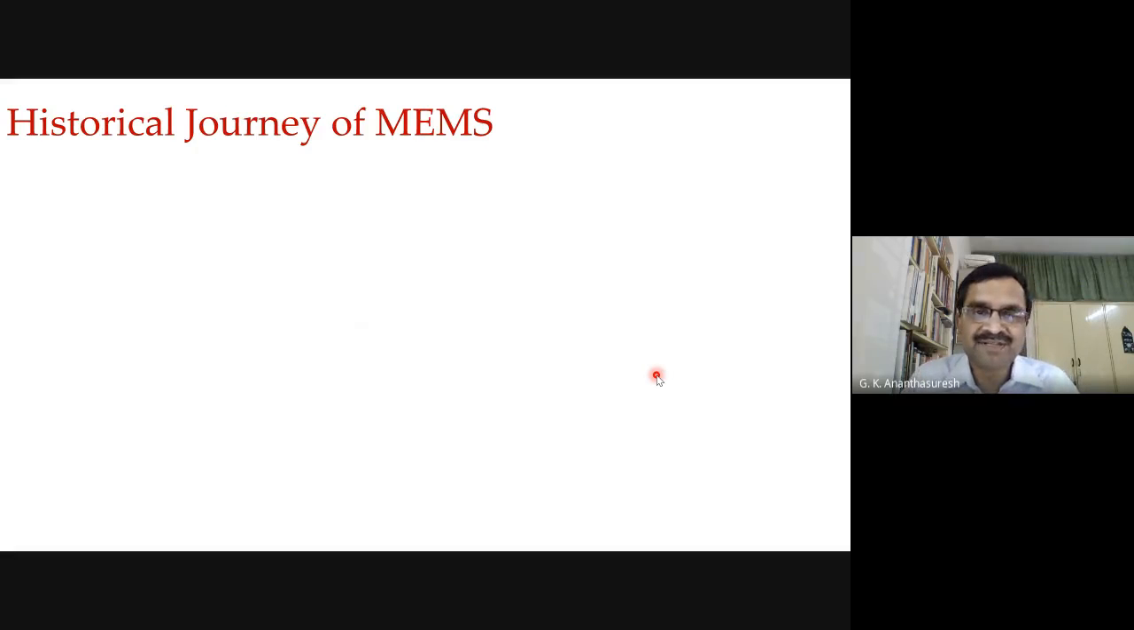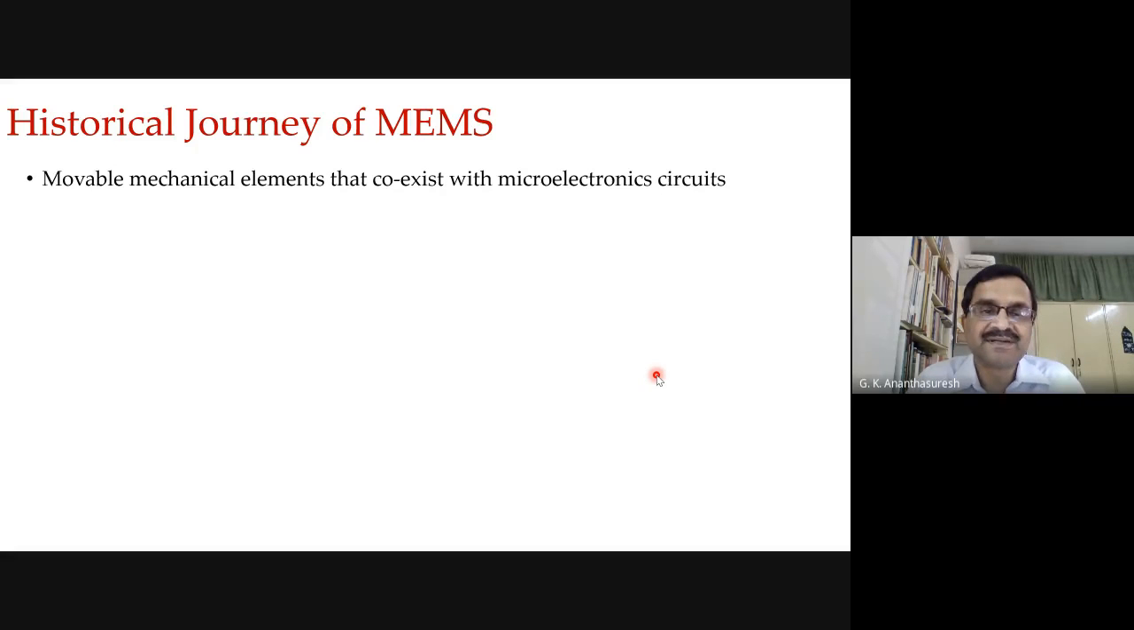And since we are having this FDP on MEMS, micro electromechanical systems, I thought I would first start with an overview of the field as I know it. First, MEMS started when people started to build mobile mechanical elements that coexist with microelectronic circuit elements. That is, you have mechanical elements that are integrated in every possible sense of this word with the microelectronic circuits. And that's why they are called, initially, micro electromechanical systems.